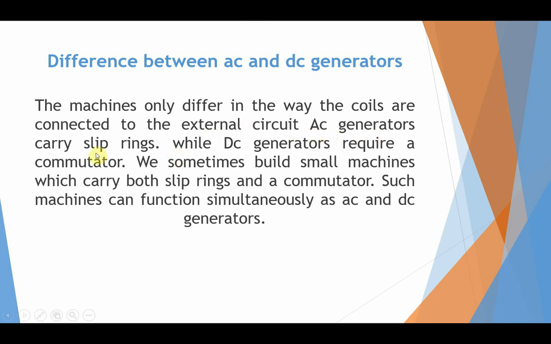An AC generator carries slip rings, while a DC generator requires a commutator. We sometimes build a small machine which carries both slip rings and a commutator. Such a machine can function simultaneously as an AC and DC generator.